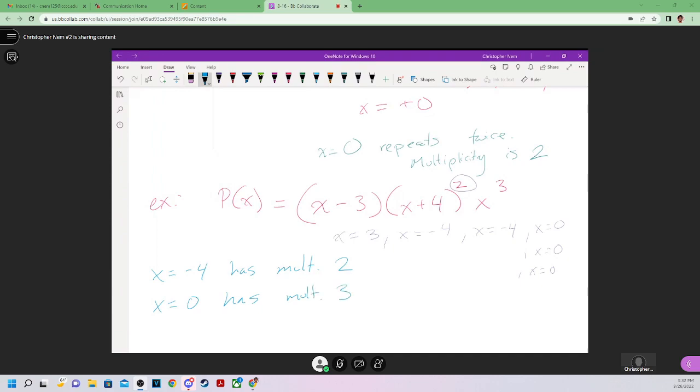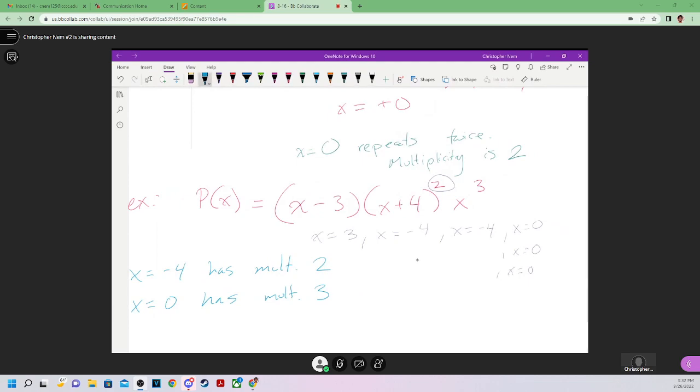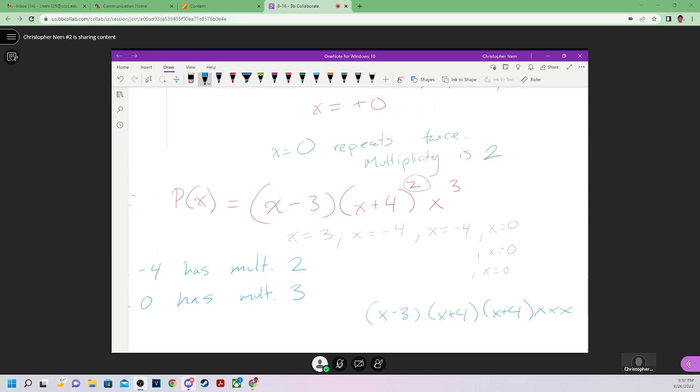So instead of repeating these like I just did, I just replaced it by saying it has this multiplicity. If it repeats twice, it has multiplicity 2. If it repeats 3 times, we say it has multiplicity 3. And why does this repeat twice right here? Because this is the exact same thing as saying x minus 3, x plus 4 times x plus 4 times x times x times x. This happens 3 times. This happens twice.